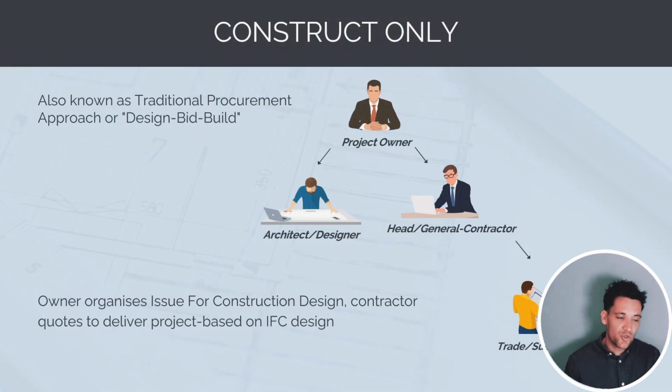The next model is a construct-only model, which is known as a traditional procurement model, also known as design, bid, build, because the owner performs the design. They engage an architect, they then prepare a tender, a scope of works, a set of drawings to get lump sum fixed fee quotes from contractors who then manage subcontractors performing the work. So design, bid, build, or traditional procurement is the way that a general contractor will always engage subcontractors. So general contractors will complete the design themselves, then engage subcontractors with an issue for construction design. So it's a construct-only package where the contractor has no design responsibility.